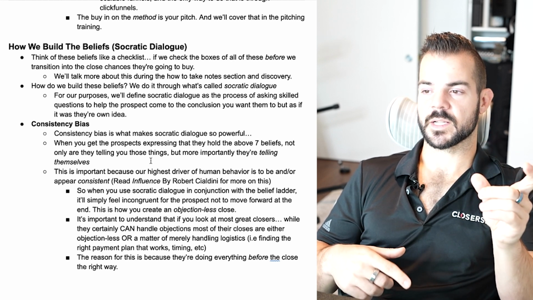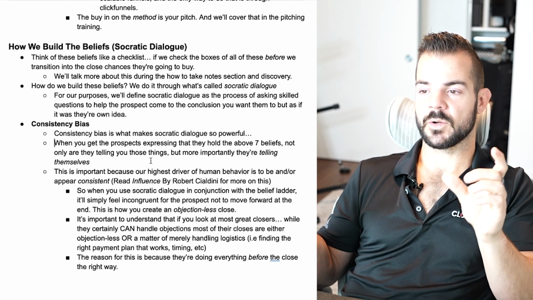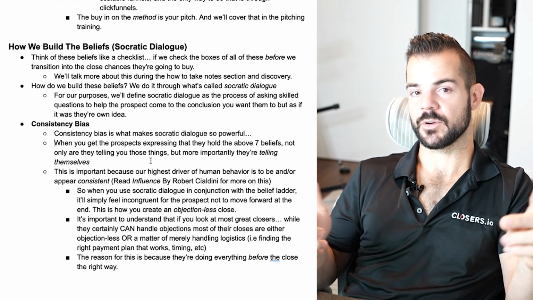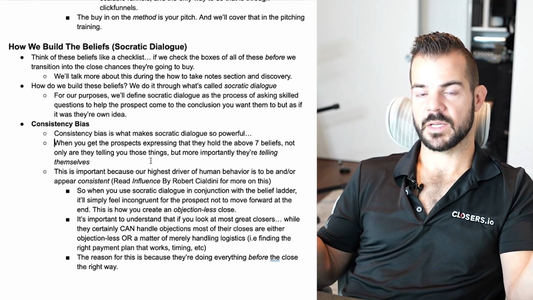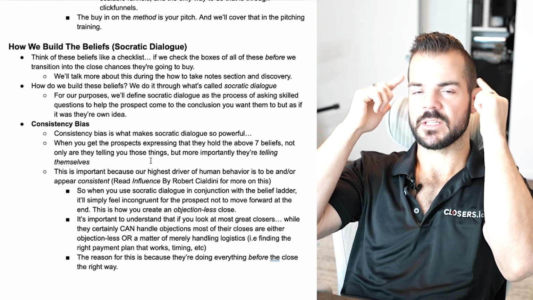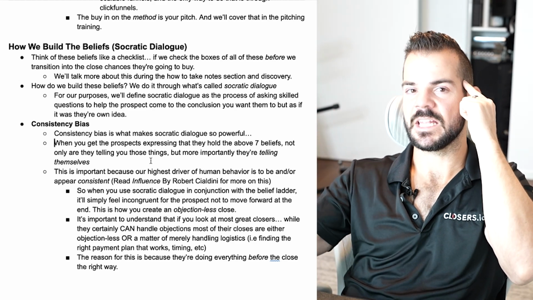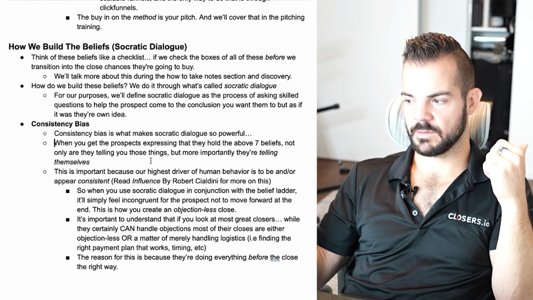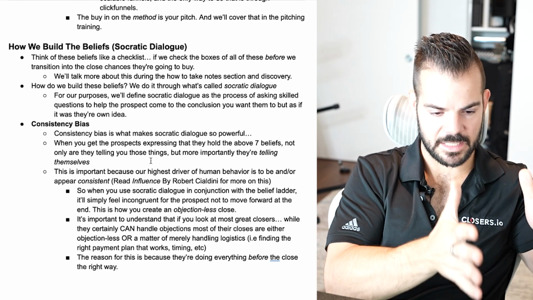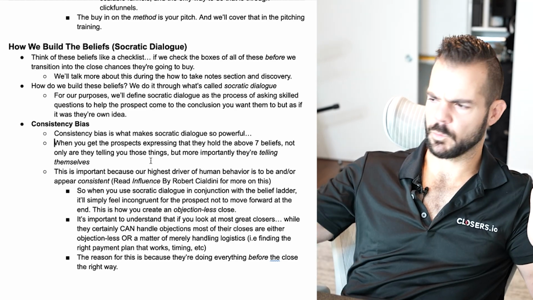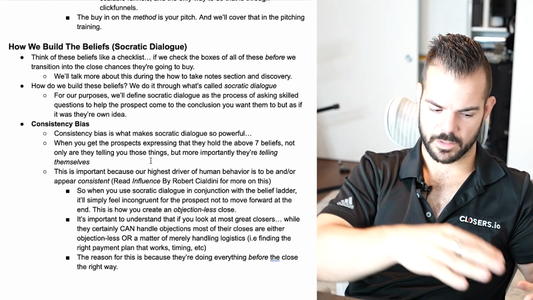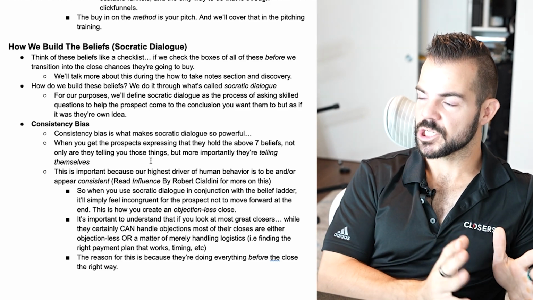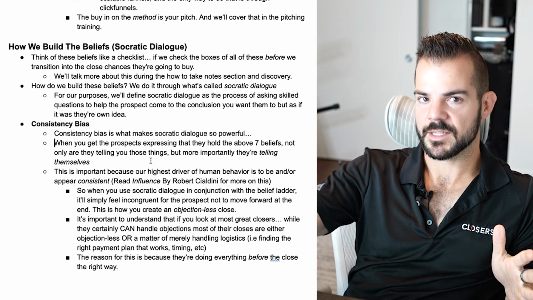So when you use Socratic dialogue in conjunction with the belief ladder, it'll simply feel incongruent for the prospect to not move forward at the end. That's how you create an objectionless close, okay? Because when you have these 7 beliefs, at the end of the call, any objection they give me, I have this ammo of things they told me written down right in front of me. I can say, I totally hear you saying this. Earlier you just said this right here, help bring me up to speed, what's going on. But if you have that ammunition, you'll never have to use it because of the consistency bias.